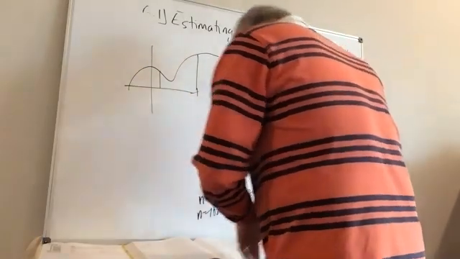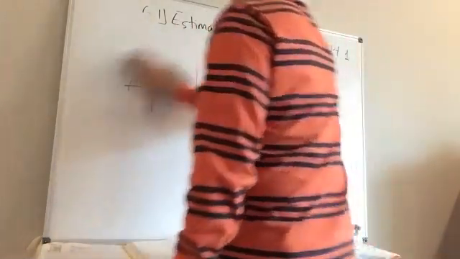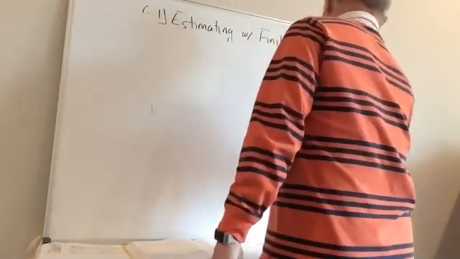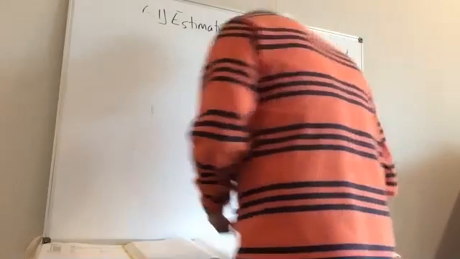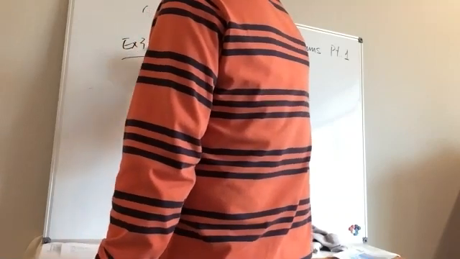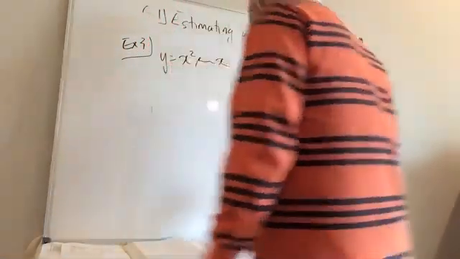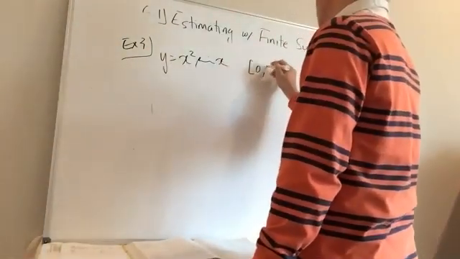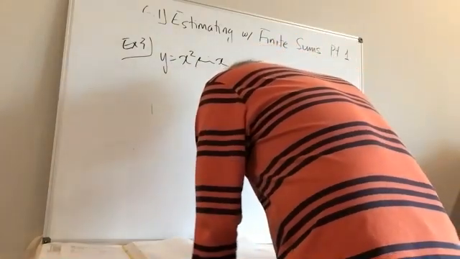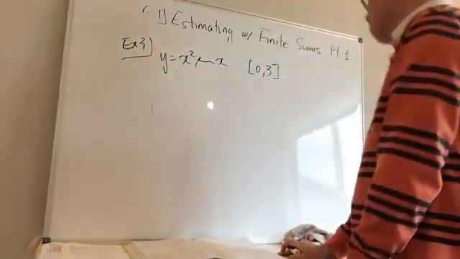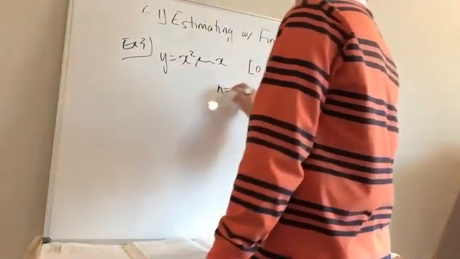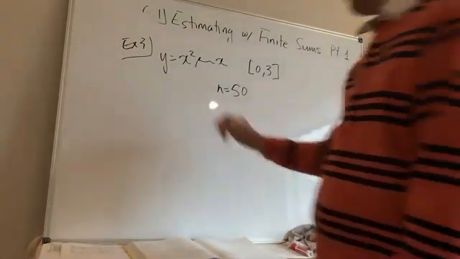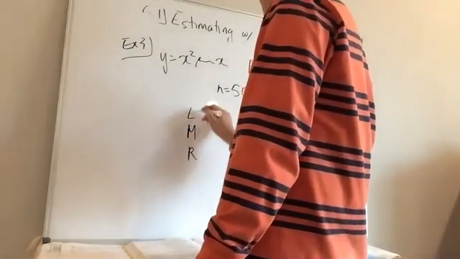So let's go to example number 3 on page 273 and see if we can use this. The function we're looking at is y equals x squared sine x, going from 0 to 3. Estimate the area under the curve from that to that. Okay, so let's do n equals 50, and give me what you found for LRAM, MRAM, and RRAM.